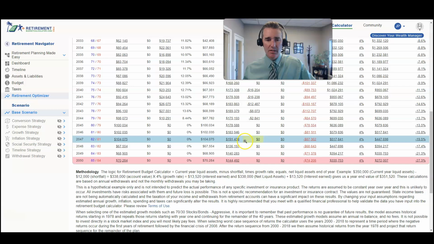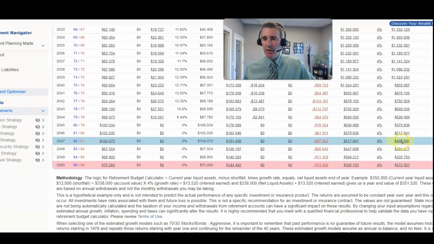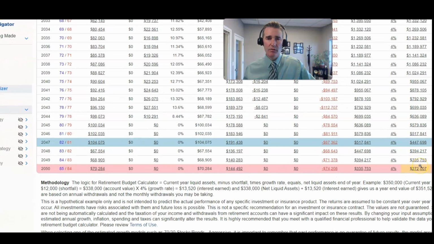His life expectancy is this blue line at age 82. Her life expectancy is age 84, the pink line. And you can see at the end of the plan, they have $272,000 remaining. So that's our baseline assumption. We assume a low growth rate on their money. We assume modest inflation, and we just want to see if the numbers are going to work. But now we want to optimize it. We want to say, well, is there any way to improve that number?